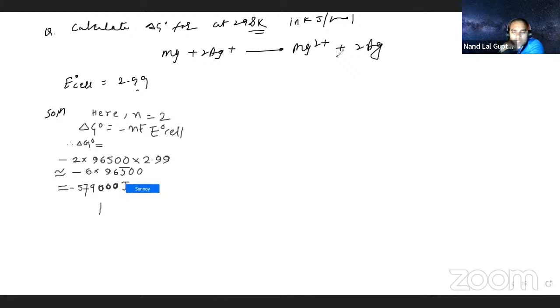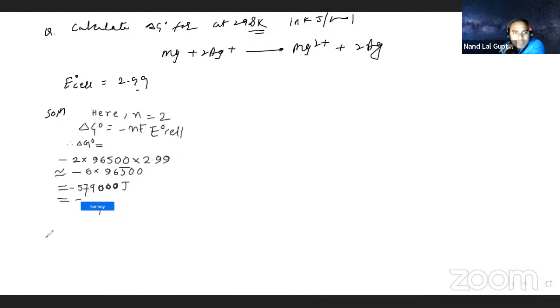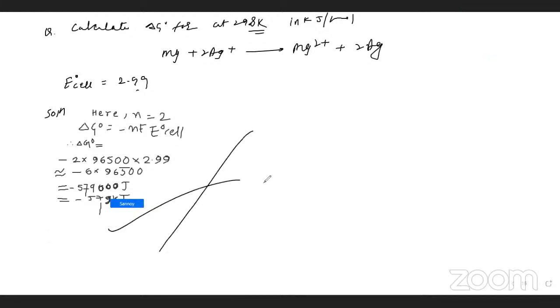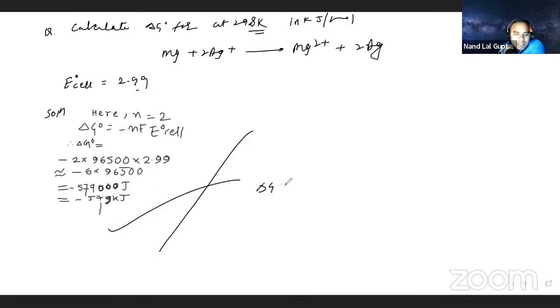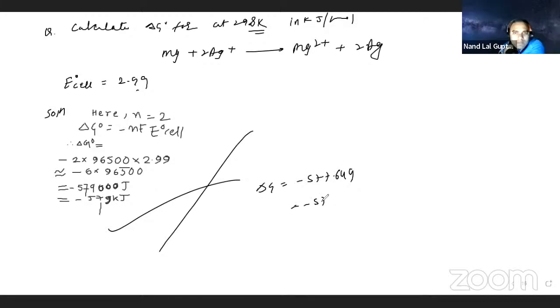So here the unit for this is joule only. Then you need to convert into kilojoule. Correct. If you are not rounding up, the delta G value they have given in the book is 577.649. That is minus 578.